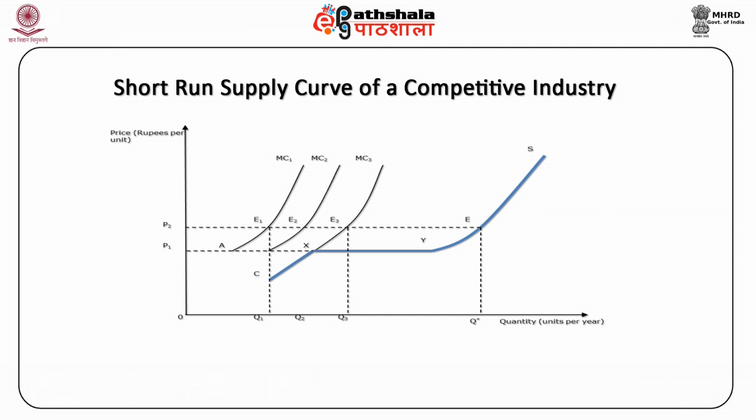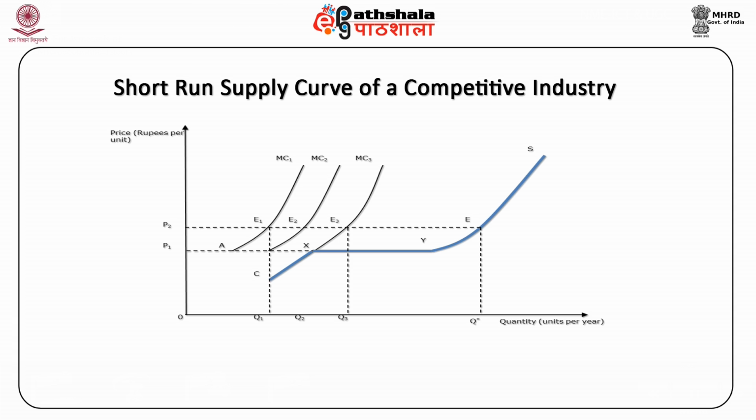The short-run supply curve of a competitive industry is the horizontal summation of the supply curves of the firms. The figure shows the supply curves of the individual firms AMC1, BMC2 and CMC3. The third firm has a lower average cost curve. Therefore, its supply curve starts at a lower price level. At prices below P1, the third firm's supply curve is the industry supply curve, as no other firm is willing to supply below that price level.